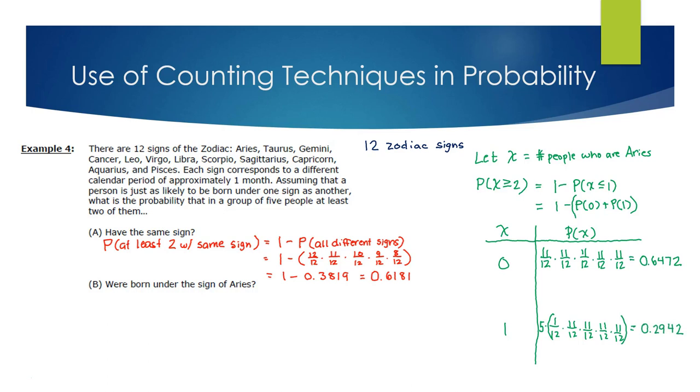That's 0.2942. So if I want to calculate the probability that at least 2 people were born under the sign of Aries, I'm going to do 1 minus the sum of those 2, which gives me 0.0586. So basically, if I have 5 people being chosen, the probability that at least 2 are under the sign of Aries is 0.0586, or about 5.86%.